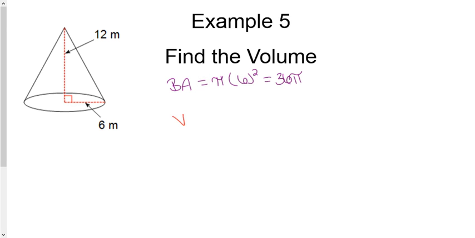So my volume is base area again, so what I just found, 36 pi, times how tall this is, so it is 12, divided by 3. So we do all that, we get 144 pi, and then don't forget the units, so meters squared. Oh, I just made it, oops. Meters cubed, I mean. I know some of you yell at me, Miss Malone, it was cubed, not squared. So 144 pi meters cubed.